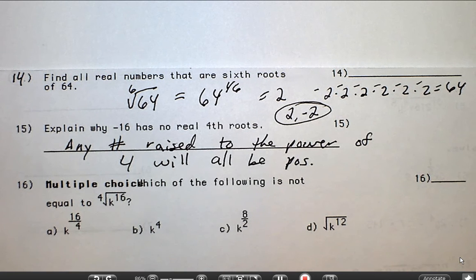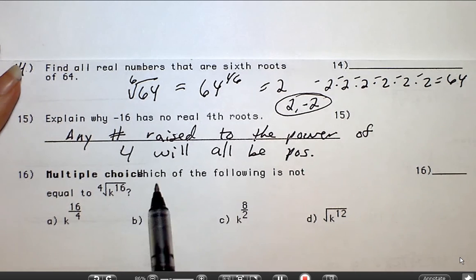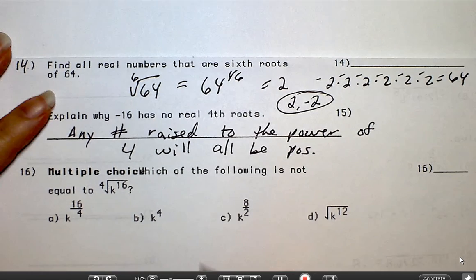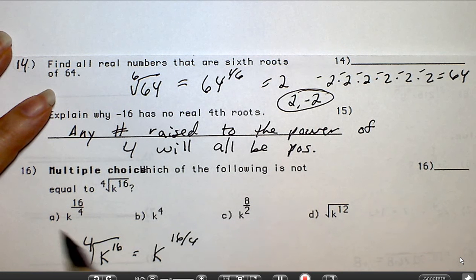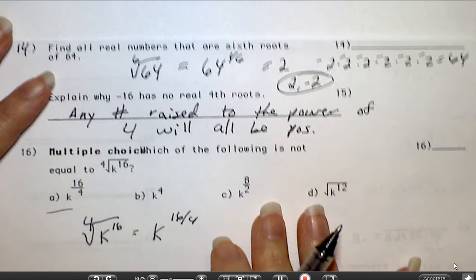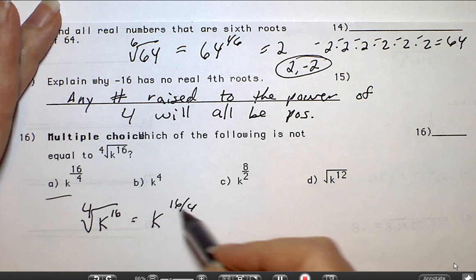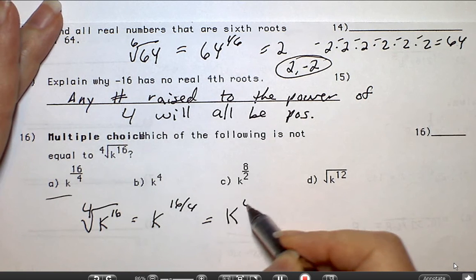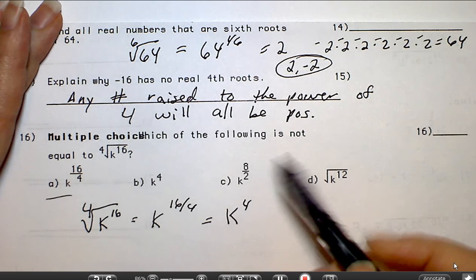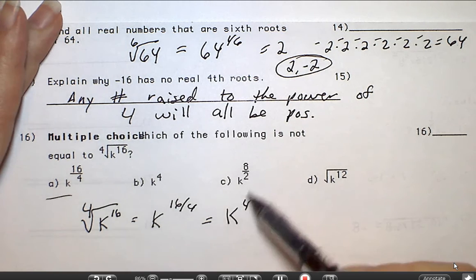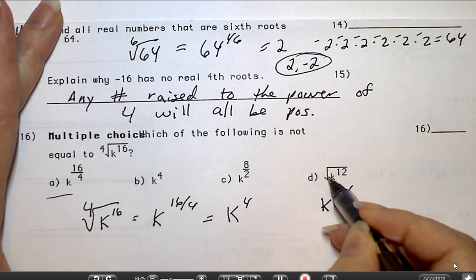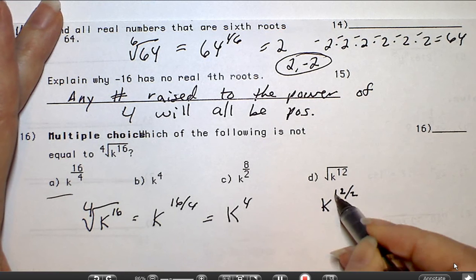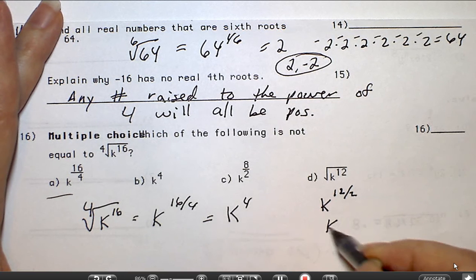Alright. So now it says which of the following is not equal to it? Well, let's see what's equal to this. Well, we know that we can go fourth root of k to the 16th. We can rewrite that as k to the 16 over 4, which is that one. So we know it's equal. Then we could divide this out, and that's a 4, so we know that k to the 4th, so that's equal. 8 divided by 2 is also 4, so we know that's equal. Well, let's see what D is. D is k to the 12 divided by, there's nothing there, so that's 2. So that would be 12 divided by 2 is 6. So this would be k to the 6th. So this is definitely not equal.